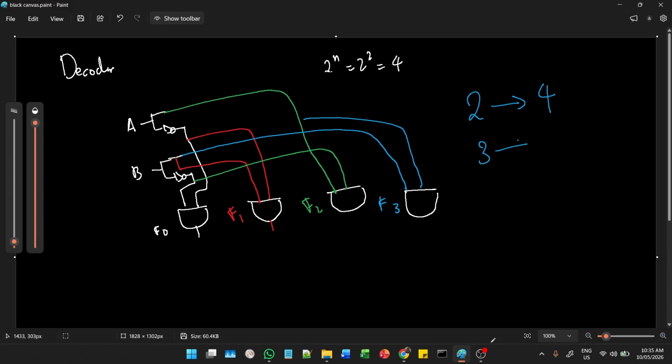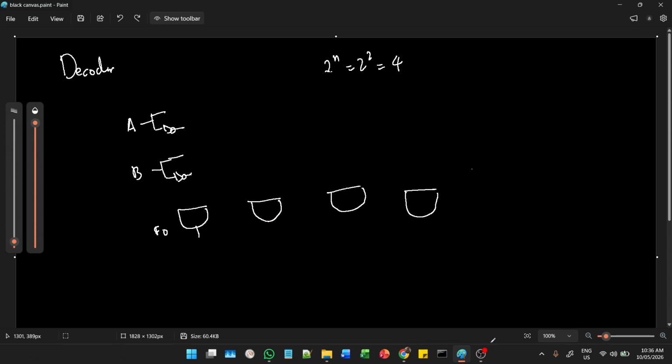How are you going to make a 3 to 8 decoder? Well, 3 to 8 decoders are made using two 2 to 4 decoders. Isn't this concept a bit familiar? Before, to make a full adder, we used two half adders. Similarly, to make a 3 by 8, 3 input and 8 output, we use two 2 by 4. How does that work? Well, here's how.